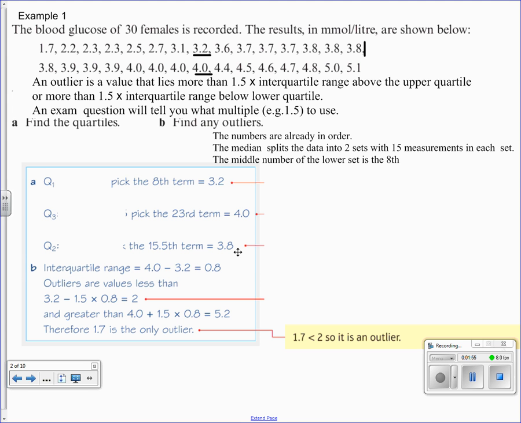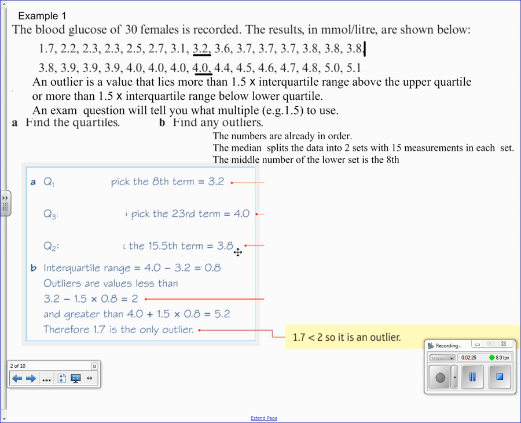To determine whether there are any outliers, you want to see whether there are any values which are more than 1.5 times the interquartile range above the upper quartile, or more than 1.5 times the interquartile range below the lower quartile. Notice it's measured from the quartile, from the end of the box, not from the median. The number 1.5 would be given to you in the exam. It's usually 1.5, but you will be told what number to use.